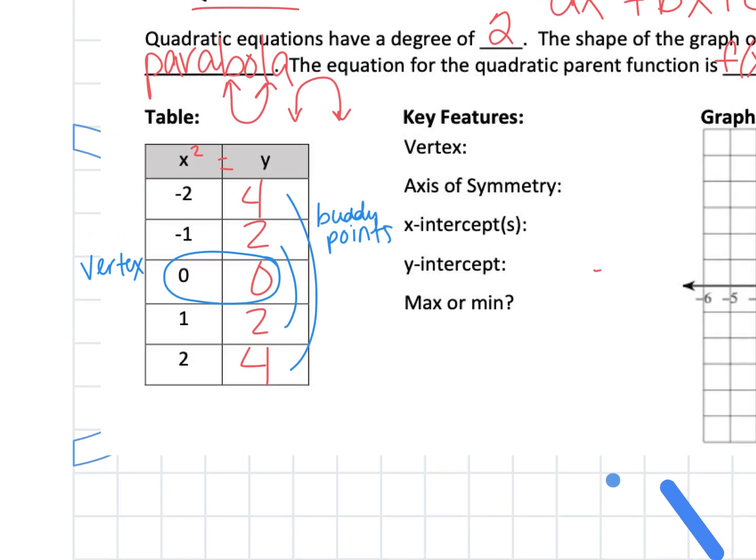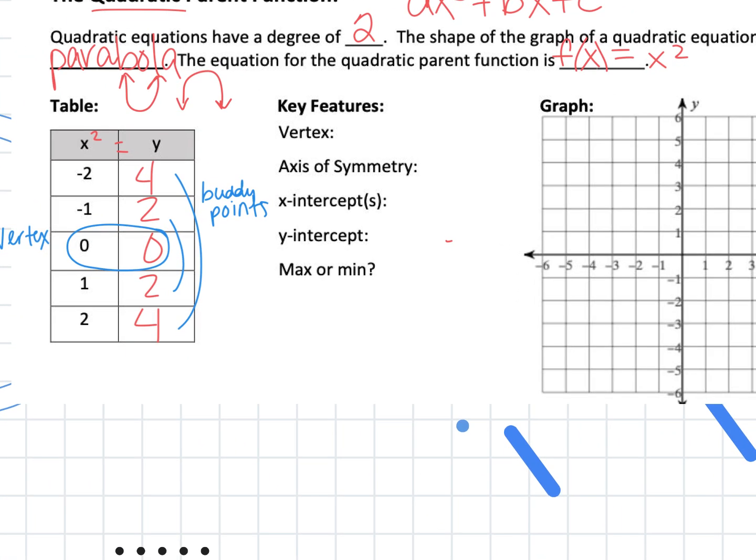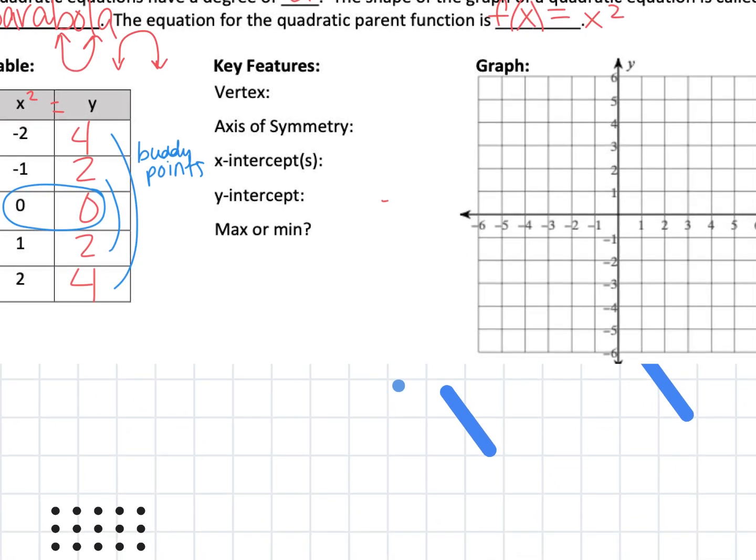So we're going to take these dots over here on our table, and we're going to put them on our graph. So we're at 0, 0, 1, 1, -1, 1. There's your buddy points. 2, 4, -2, 4. Again, those are our buddy points. They're right across from each other. If we drew our arrows, there's our U shape, and that is going to be our parabola.